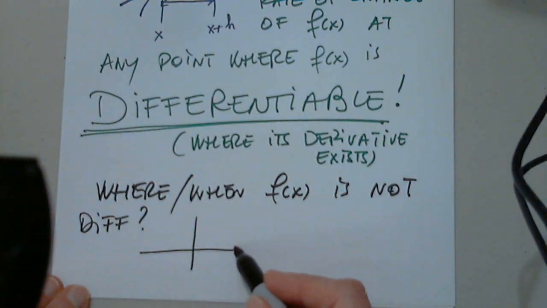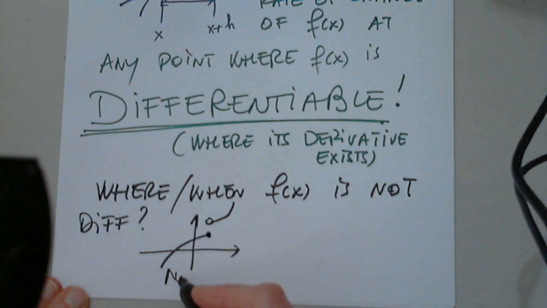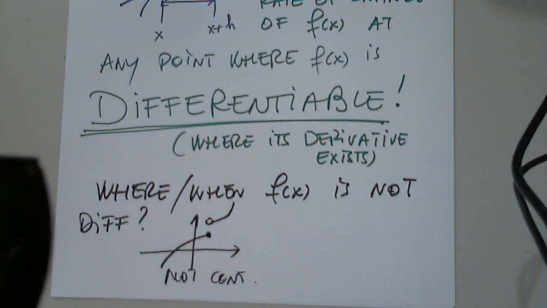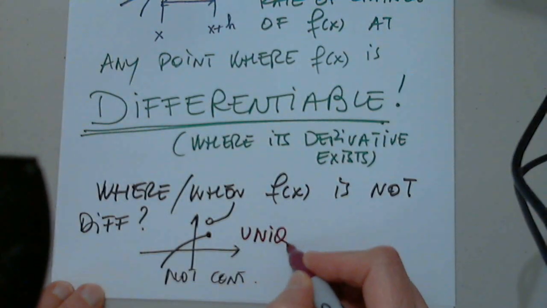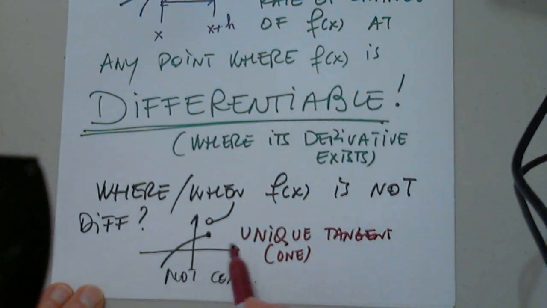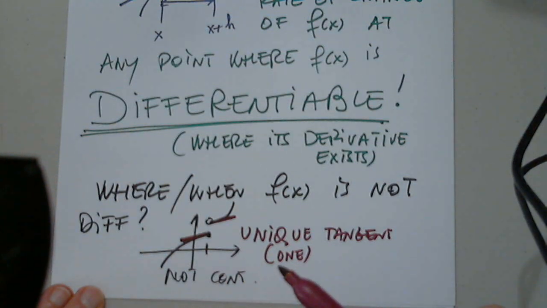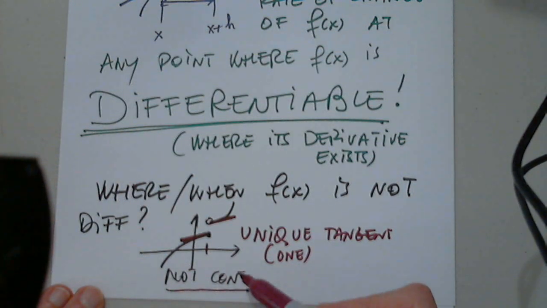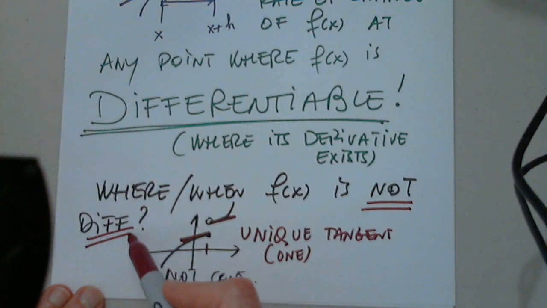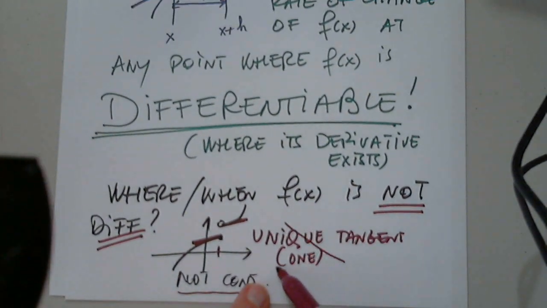Number one. When it's not continuous. How come? Well, the function is differentiable if it has a unique, just one, tangent. It doesn't have a unique tangent at this point. This is the tangent on this side, and this is the tangent on this side. So if the function is not continuous, the function is not differentiable. It does not have a unique tangent. No unique tangent. Two tangents.